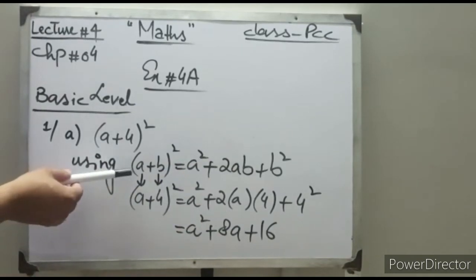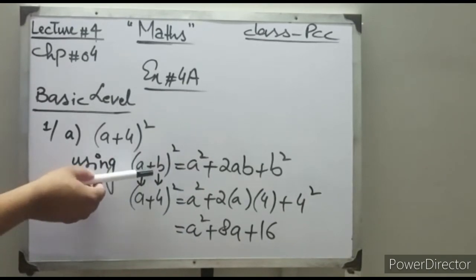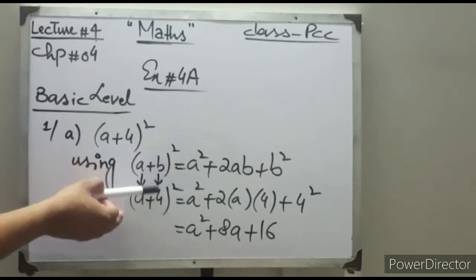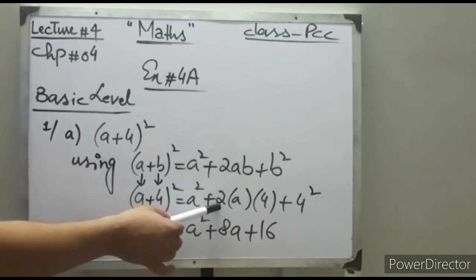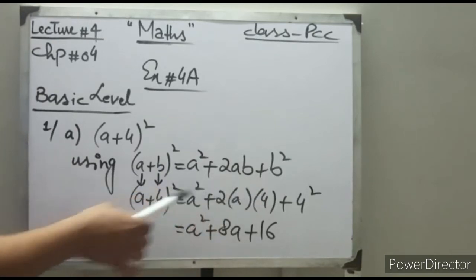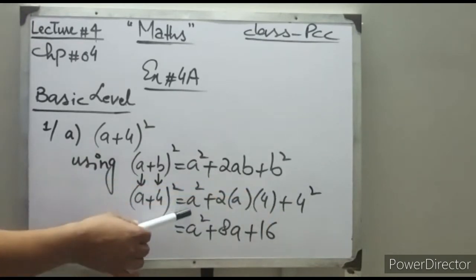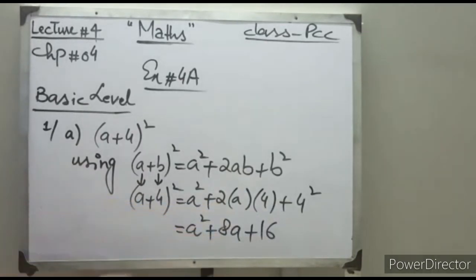Students, you may see here a is just replaced here by a, but b is replaced by 4. So in this formula you may use a with a but b with 4. First of all, we will write a² + 2ab. Instead of b you will write 4, then at the end 4². So the final answer will be a² + 8a + 4², which is 16. This is the expansion of this question using the first identity.